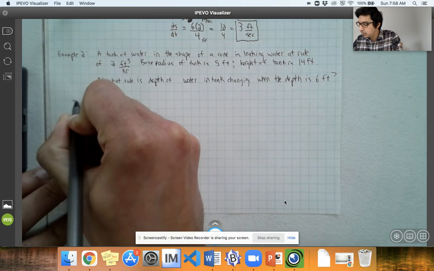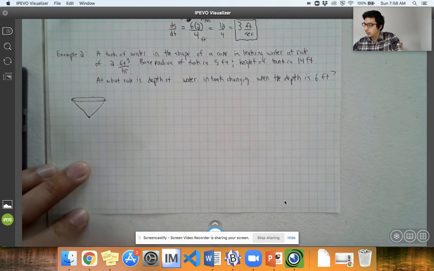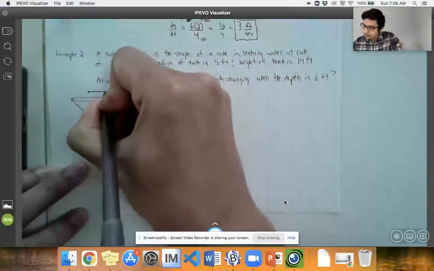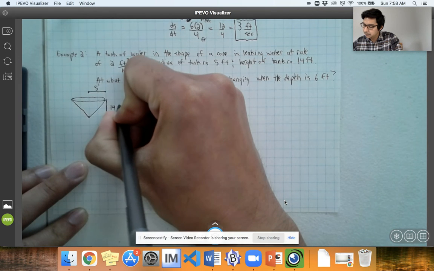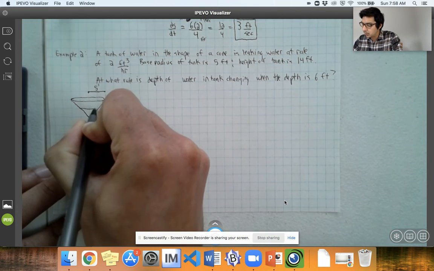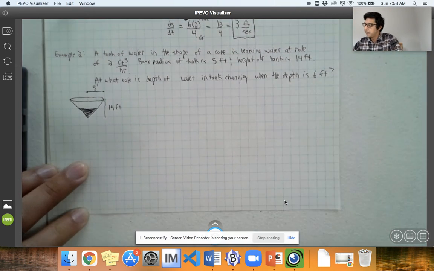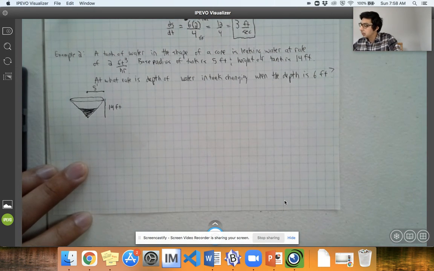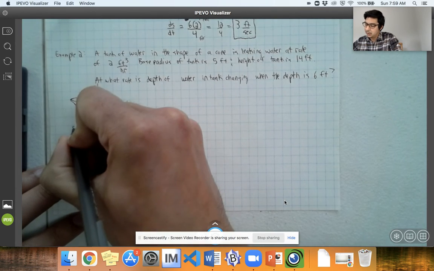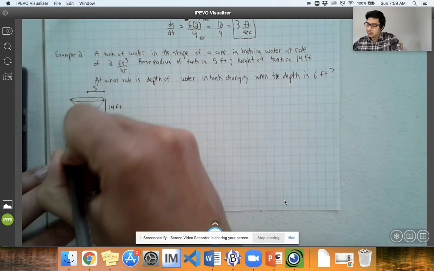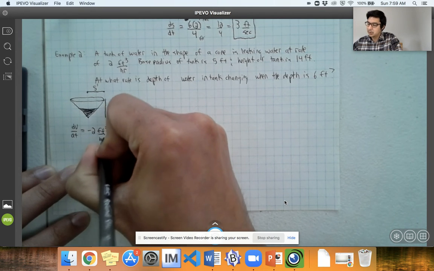So we have a cone shape. It looks something like this. And we know that the radius is 5 feet. We know that the height is 14 feet. And it's filled with water, so imagine that all of this has some sort of liquid in it. And it's leaking water at 2 cubic feet per hour. So then we know that dV dt, the volume in relation to time, is equal to -2 cubic feet per hour.